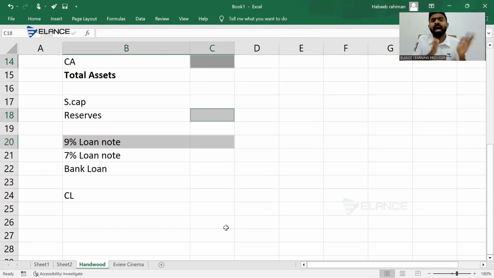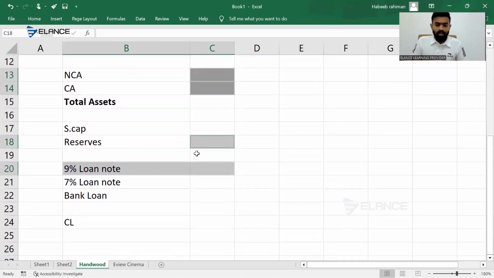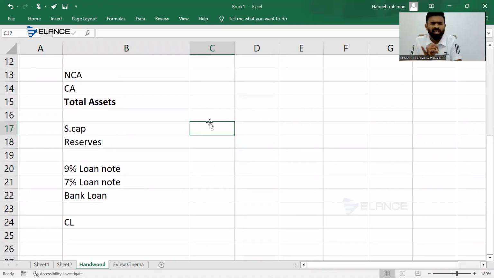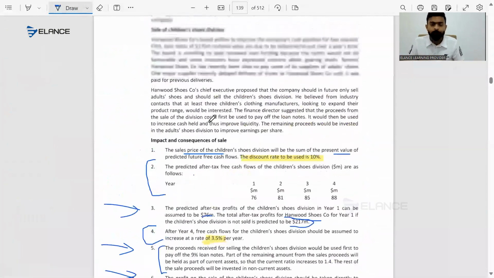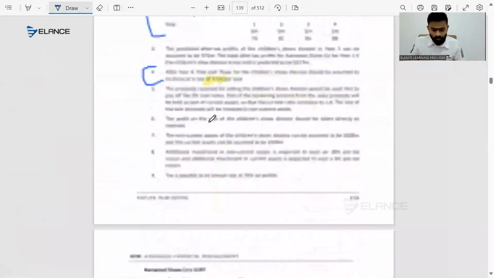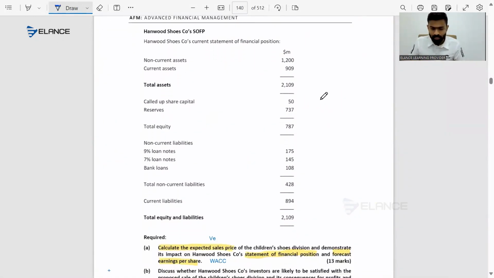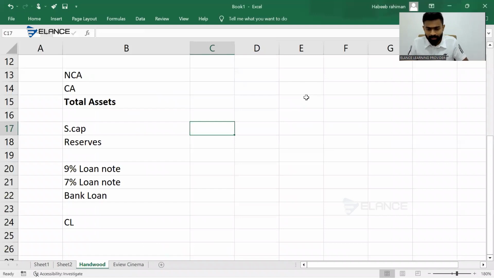So the easiest way to prepare the forecasted SOFP is to read the adjustments. Whatever figures don't have an adjustment, we fill first. That's the easiest thing, right? Am I right? Yes. So do fill these figures. Like share capital: there is no issue of shares, there is no buyback of shares. So the share capital remains the same as current. The share capital is currently 50, so it will remain 50.